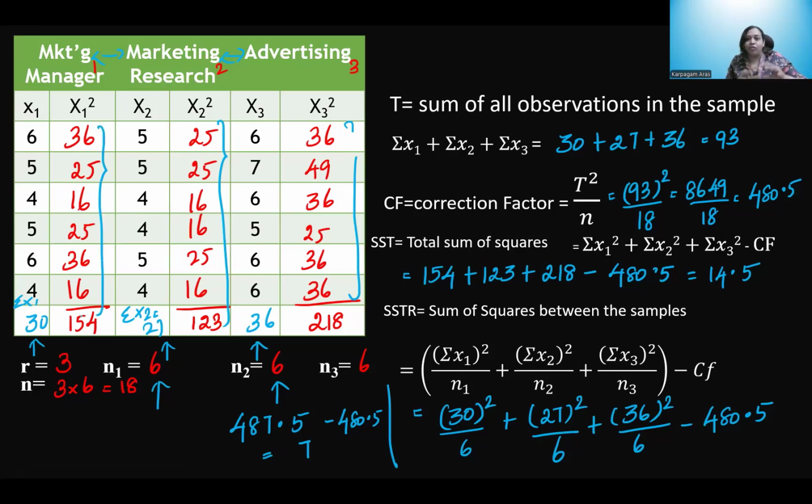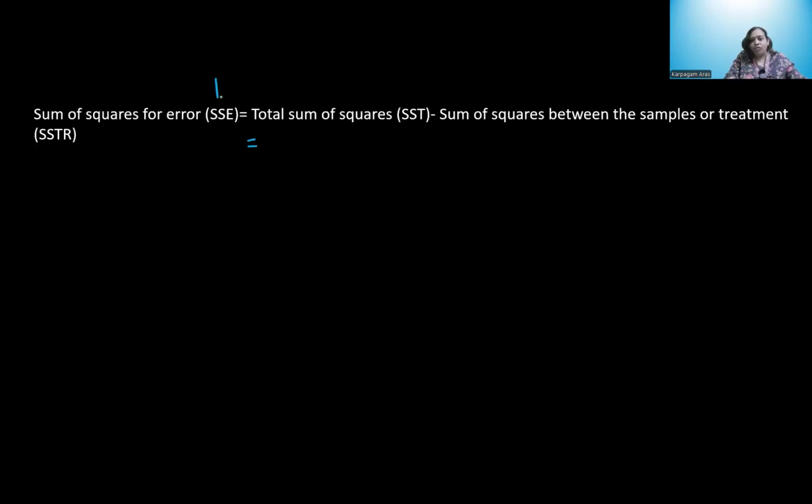Are the chances of something occurring due to chance, or is there a real difference? Only based on that will we be able to evaluate. Whether the difference in perception has happened by chance, or really the people have gotten a different opinion about the corporate ethical value, can be computed only when we have the sum of squares between and the sum of squares within the value. Within is also known as sum of squares for error, SSE.